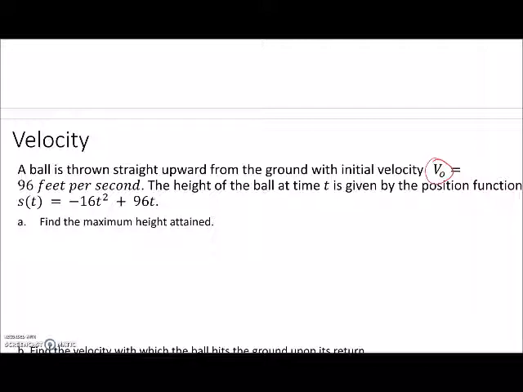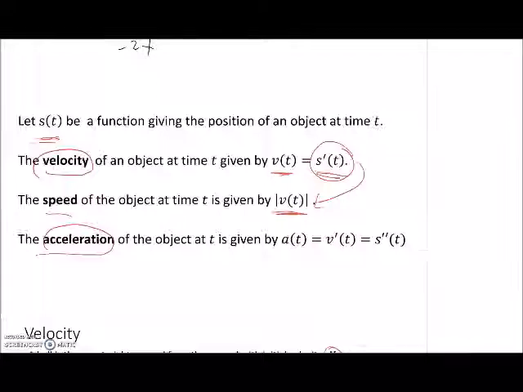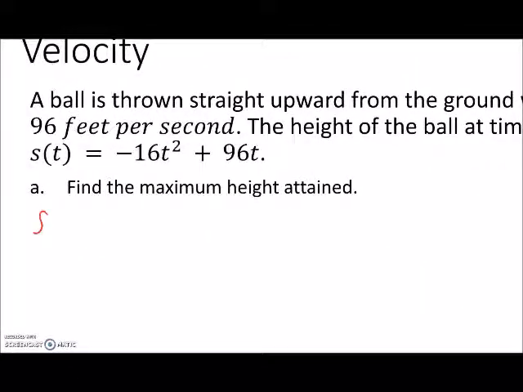In order to do that, the first thing that we need to do is go ahead and find the velocity. Now, in order to find the velocity, remember, according to the notes up here, we need to take the derivative of the function that's given to us. So when I am looking for s, the derivative of it becomes negative 32t plus 96. Not only do I need to do that, but I also need to set this equal to 0.